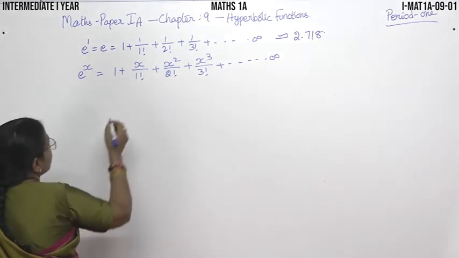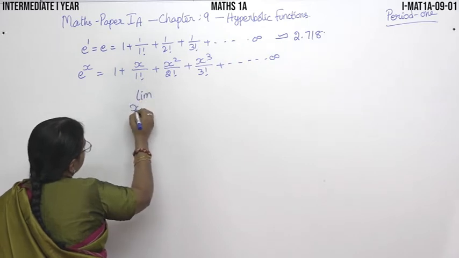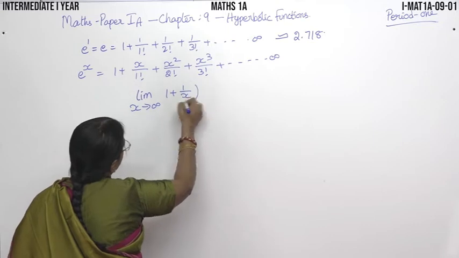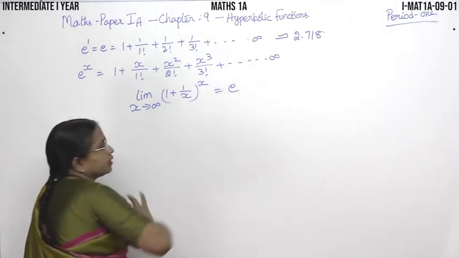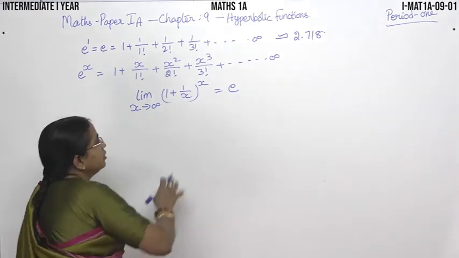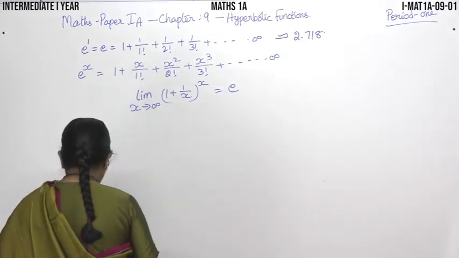Next, in limits also you have this: limit x tending to infinity of 1 plus 1 by x whole to the power x is e. We write e there. You will learn this in the limits chapter of calculus. So there also it is the same irrational number e.